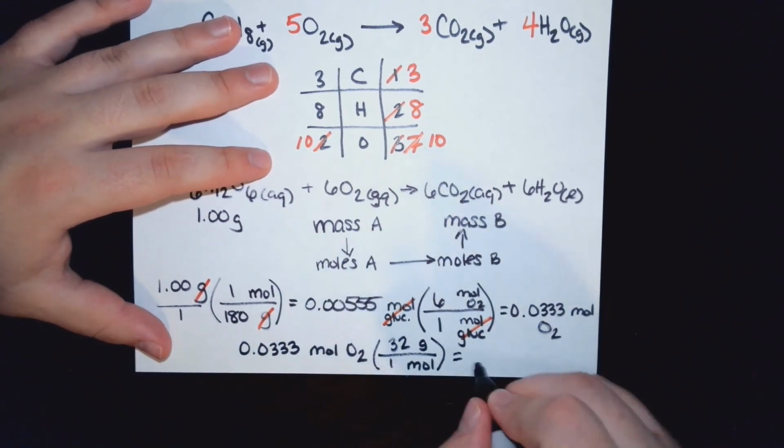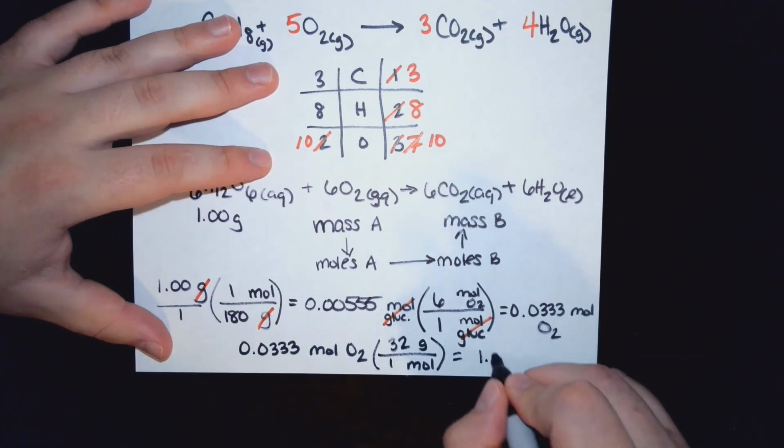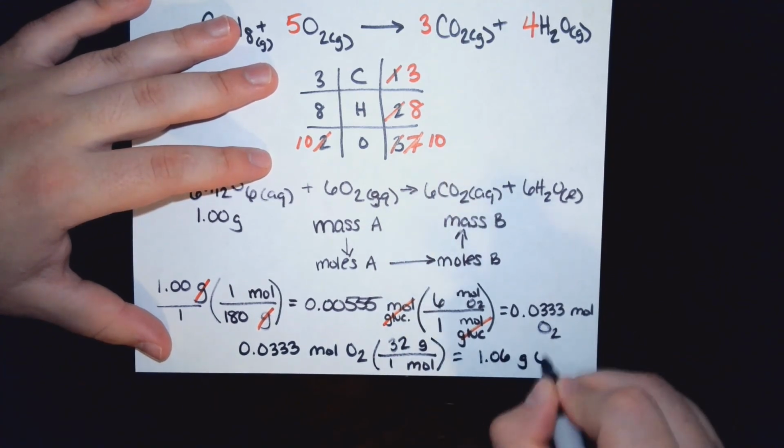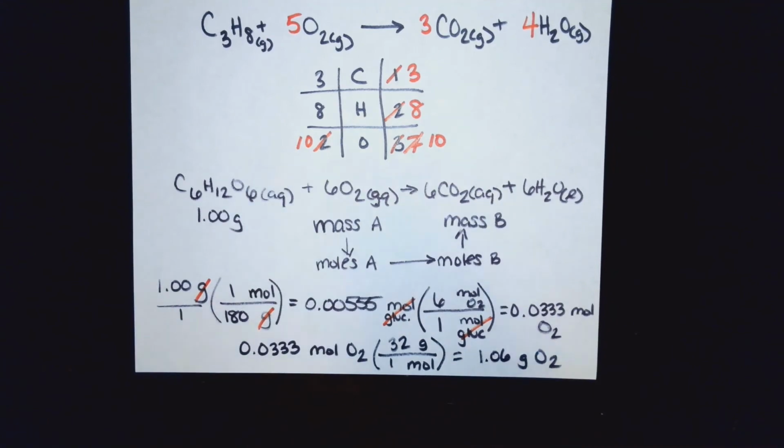Doing that math, that gets us 1.06 grams of oxygen. And that is an example of a stoichiometric calculation with a balanced reaction.